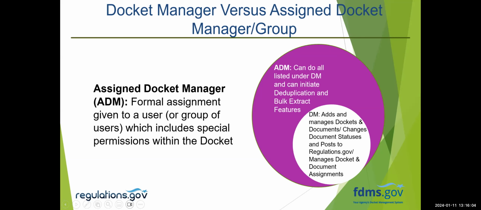They have all those other abilities, but what they cannot do is what's here in the purple. So the assigned docket manager, in addition to all the permissions that are listed in the white circle, also has access to the features in the purple circle, such as being able to initiate deduplication and bulk extract functions. So you can see that in addition to being able to do all the things here, they can also do these up here as well. So they just have more permissions when they are the assigned docket manager. And that's kind of how assignments and permissions work together.